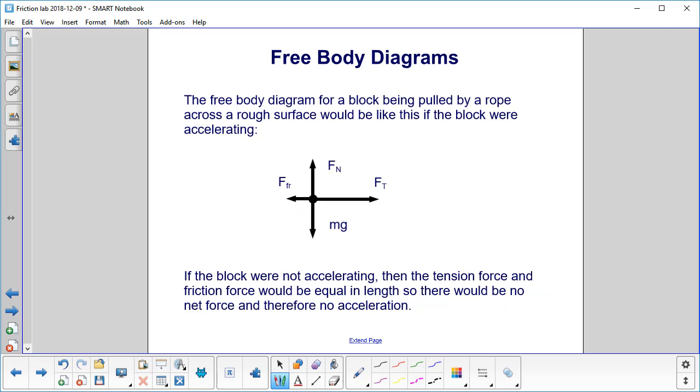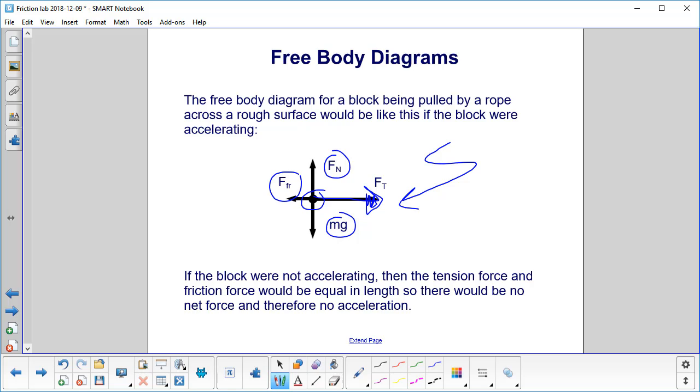Let's make it a little more involved, and we're going to pull a block with a rope across a rough surface. Right there. And we don't have to draw the block, we just draw the dot here for the block, and we have mg and normal, like we just talked about on the previous slide. And then here is a force, we're going to call it a tension force. When you have a rope pulling something, that's a tension force. And then going the other way, we have the force of friction.